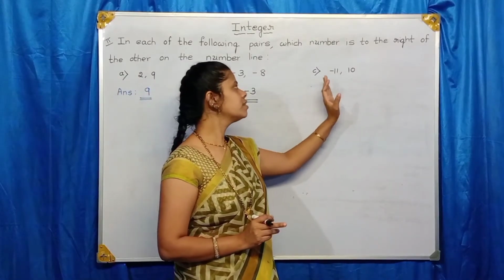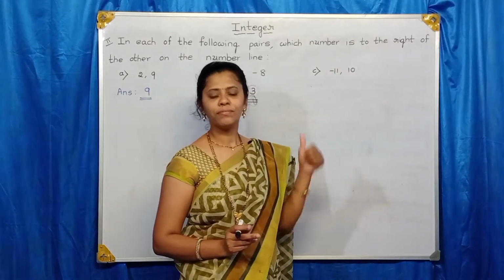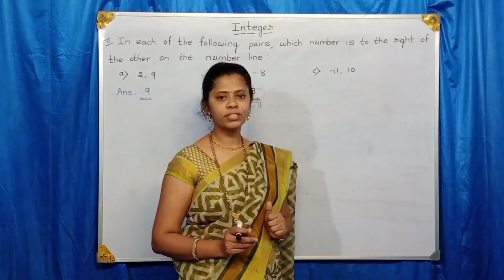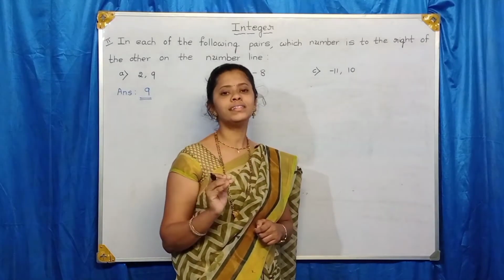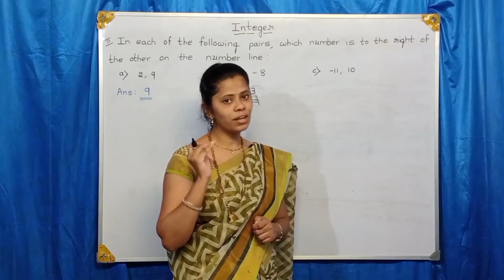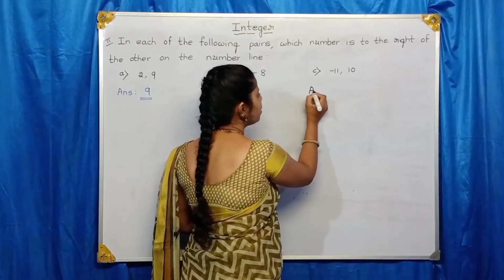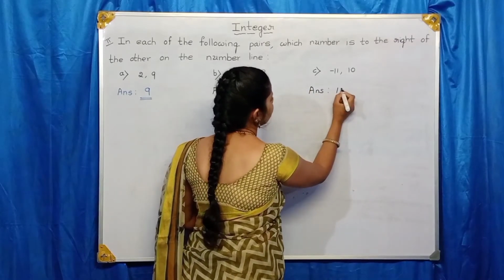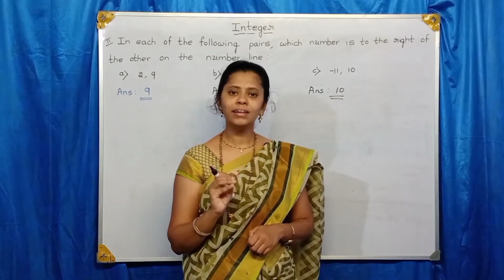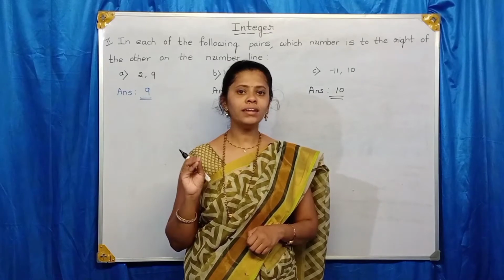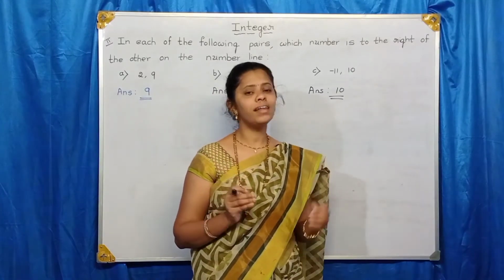Now, let's solve this one. Minus 11 and plus 10. One negative number and one positive number. You know that the positive numbers are on the right side and the negative numbers are on the left side. So, you can directly write the answer. That is 10. If you are confused to do directly, you can draw a number line and you can see which number will come on the right and which number will come on the left.